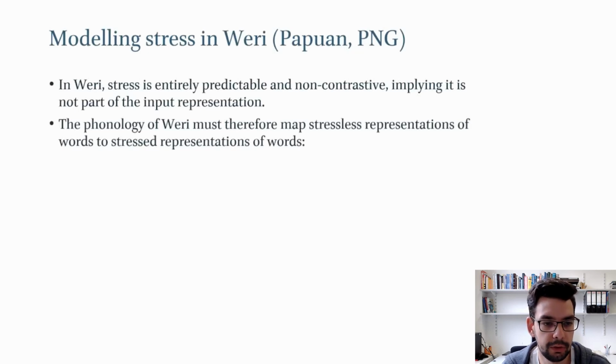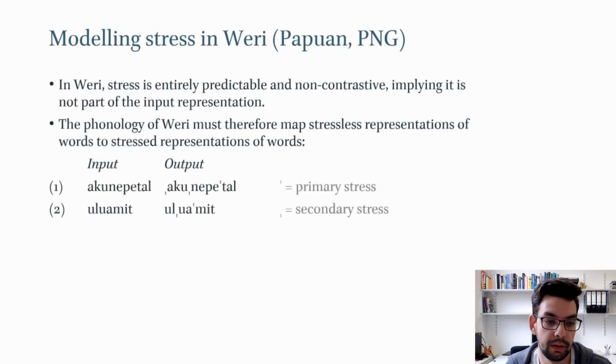So we might say the phonology of Weri, which is of course also part of the mental grammar of that language, or rather of every speaker of that language, must have a process that maps stressless representations of words to stressed representations of words. And so let's look at a couple of examples.